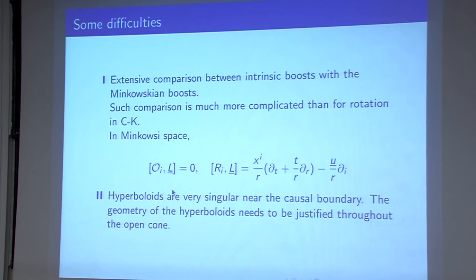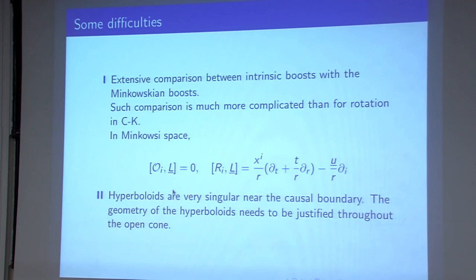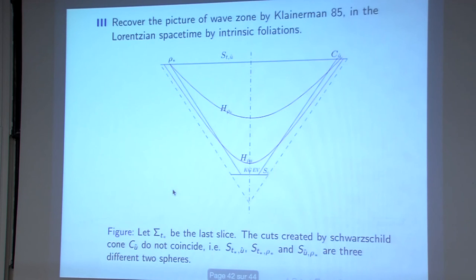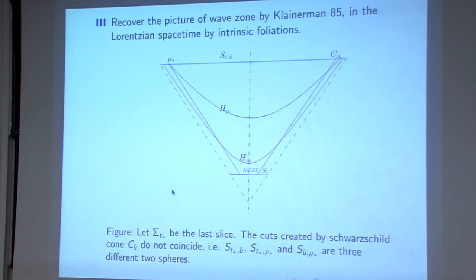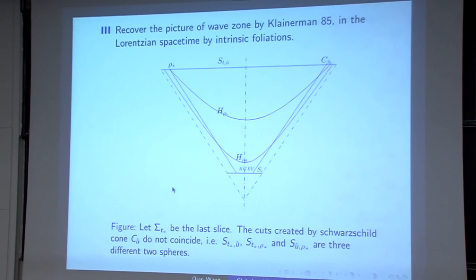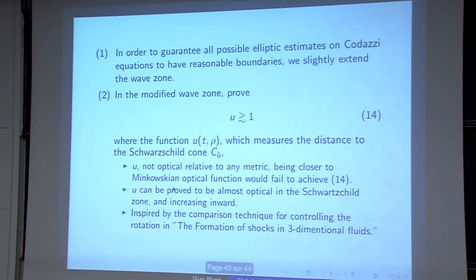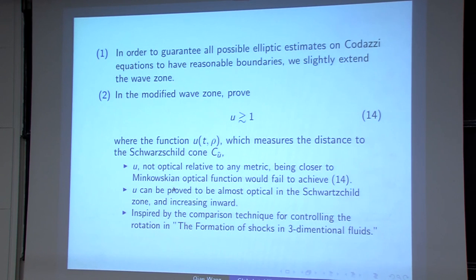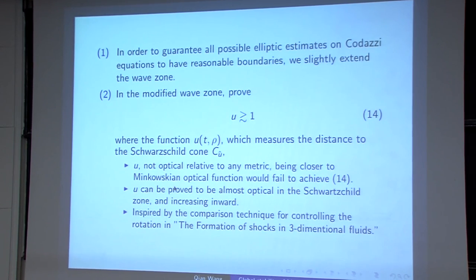And hyperboloids are very singular. I'm running over my time, so that is the picture that I don't have time for. Basically, you first have to figure out where you're doing your energy estimates. And in the wave zone, you need to control your optical function. For this, we actually use the comparison argument, which I learned from the Christodoulou shock formation book.